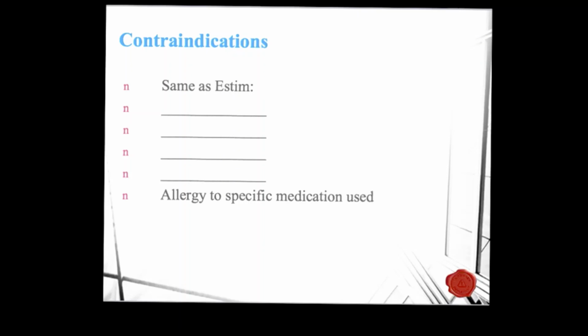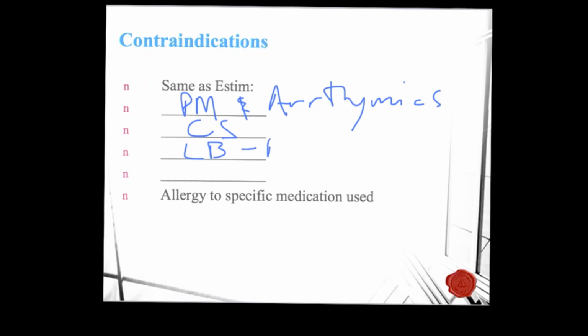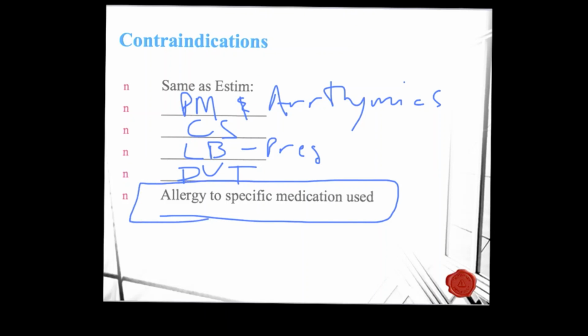Okay, well these you should all know. They're the same exact thing as E-stim, so definitely pacemaker, in particular demand type pacemaker, and arrhythmias. And then looking over the carotid sinus is a no-no. Low back with pregnancy, and then thrombophlebitis or DVT. So those would be the typical contraindications, but also allergy to the specific medication being used. So that's an obvious thing.